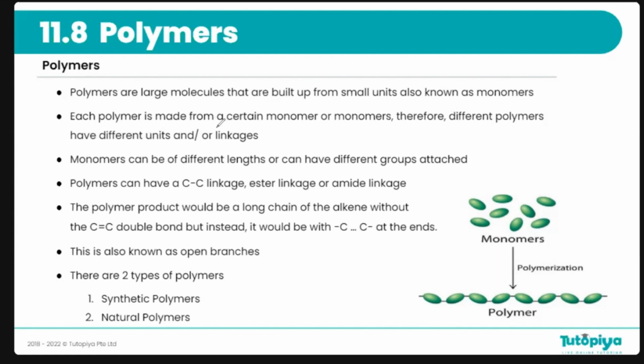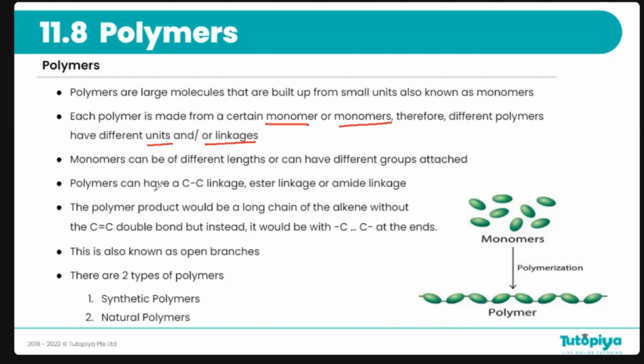Now, each of these polymers are made out of either repetition of one monomer or the repetition of several monomers. Because of this, different polymers have different units and linkages. Different types of monomers can have different functional groups attached to them. And depending on the functional group, the number of carbons in the monomer, the way the monomers link to each other also differ. And because of that, there are so many types of polymers that can be formed.